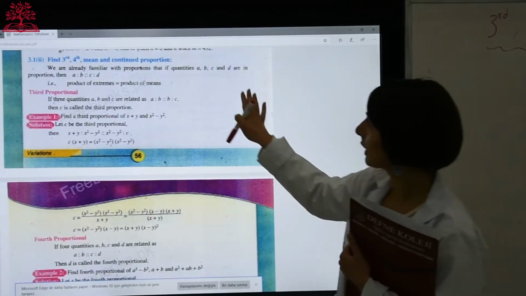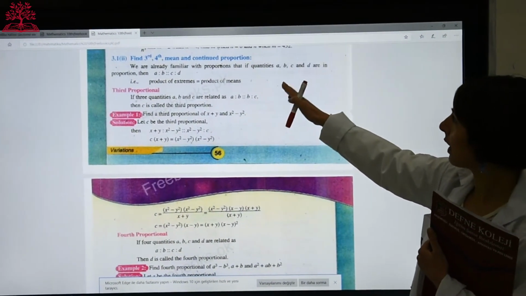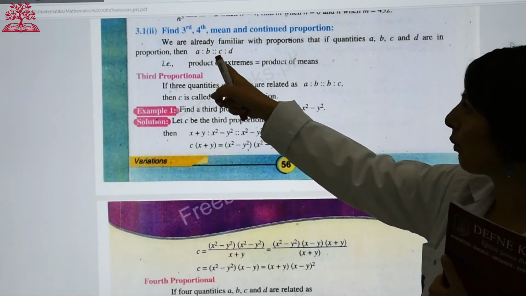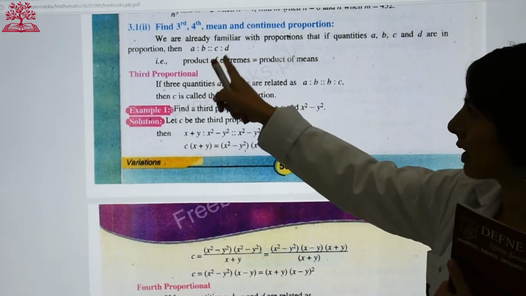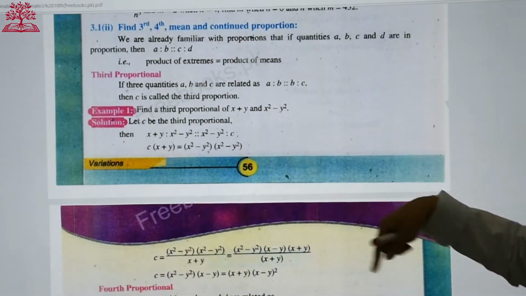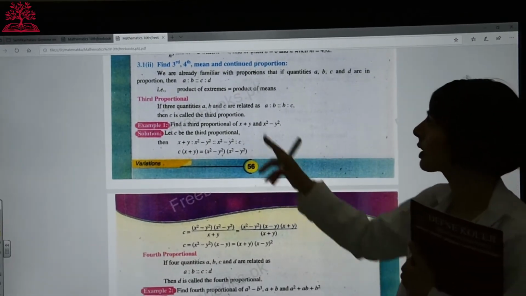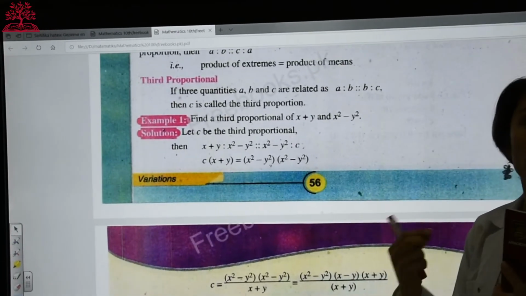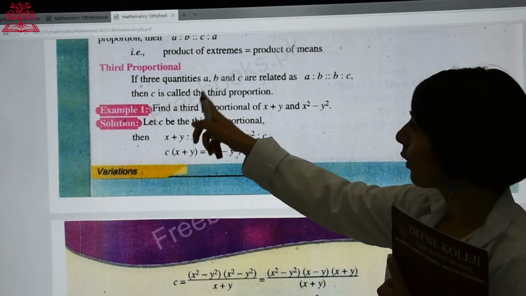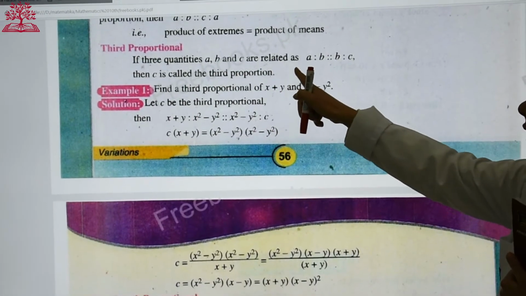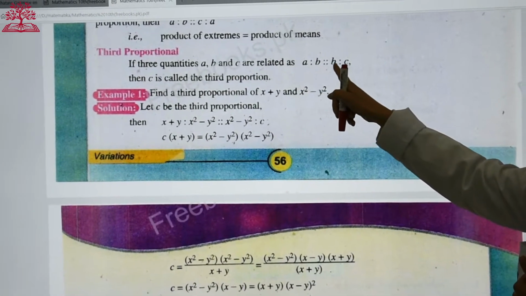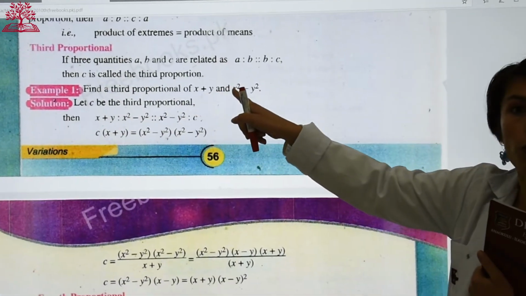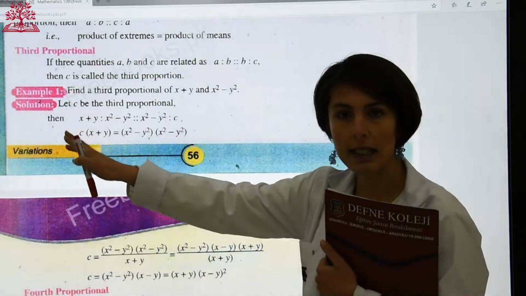So we're now familiar with the quantities. If quantities A, B, C and D are in a proportion, like A to B is equal to C to D, then we know that the product of extremes equals the product of means. So what is the third proportional? If three quantities A, B and C are related as A to B equals B to C, then C is called the third proportional. Let's see an example.